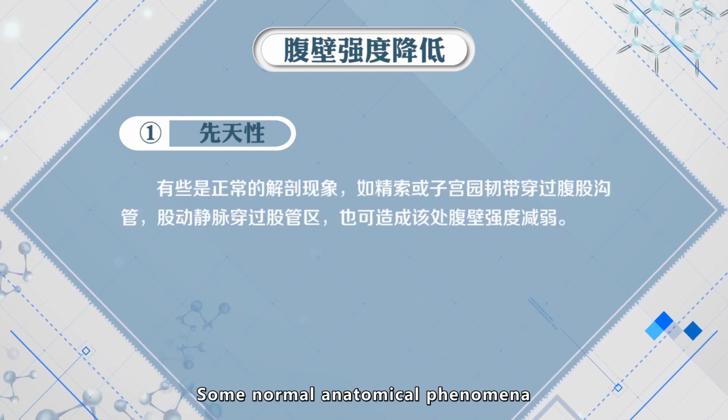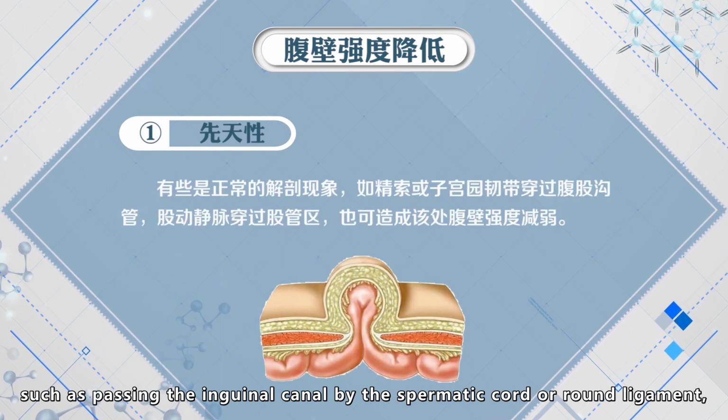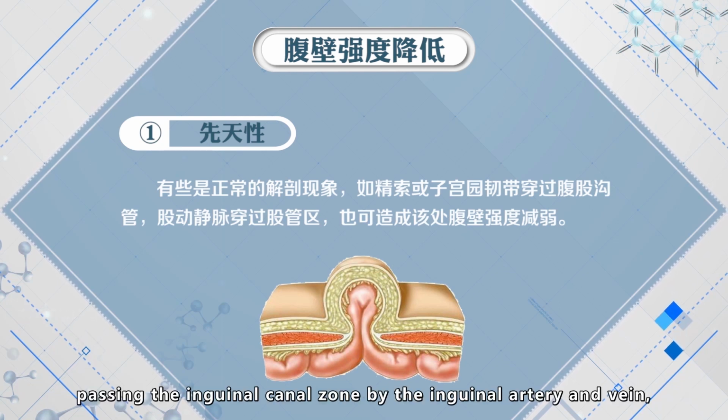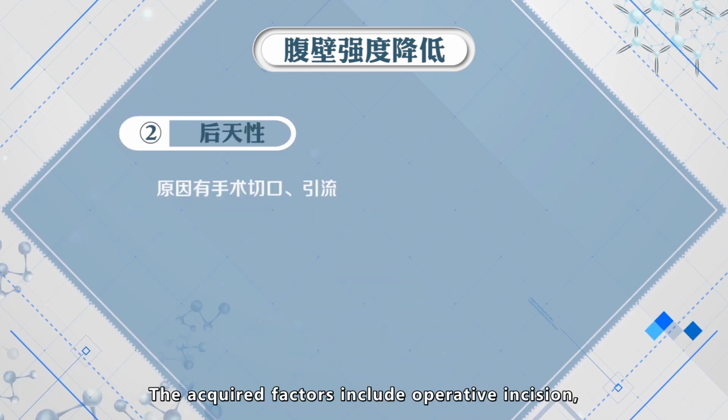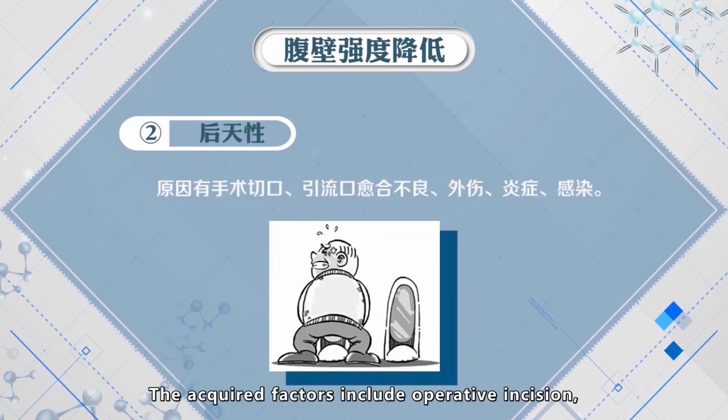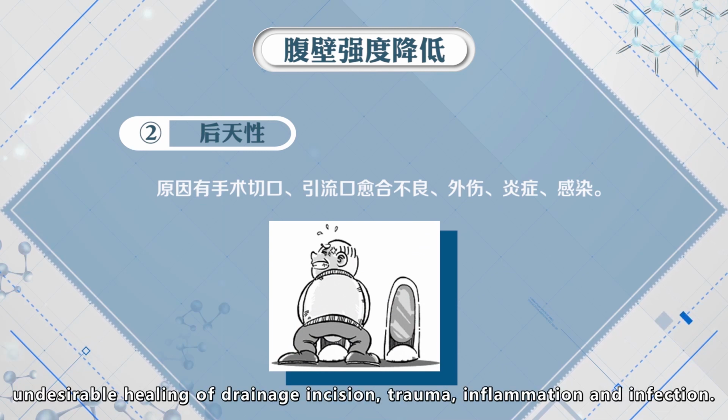Some normal anatomic phenomena, such as the spermatic cord or round ligament passing the inguinal canal, and the femoral artery and vein passing the femoral canal zone, may also cause the decrease of abdominal wall strength at this position. The acquired factors include operative incision, undesirable healing of a drainage incision, trauma, inflammation, and infection.